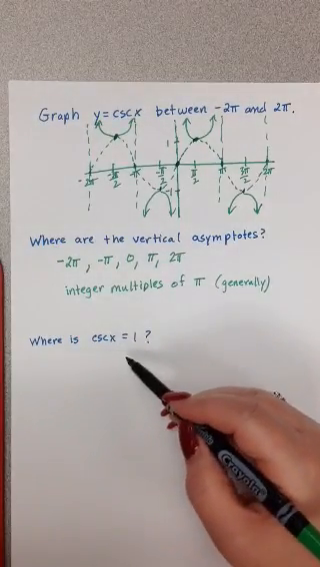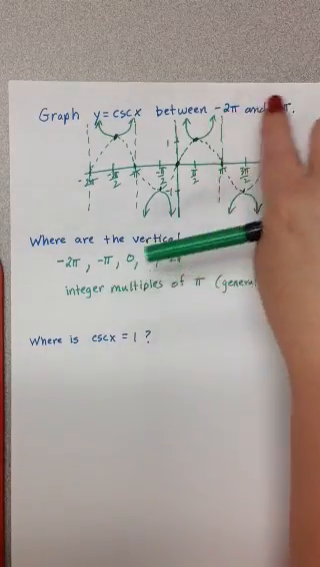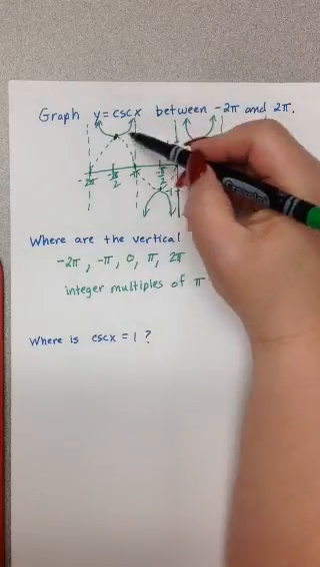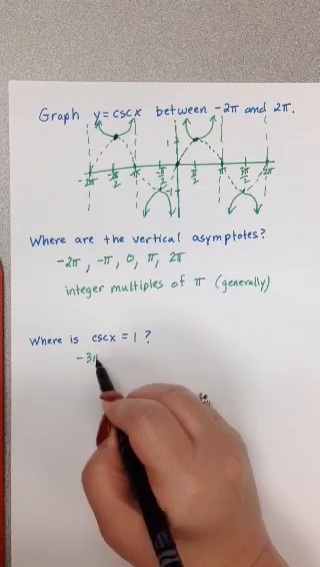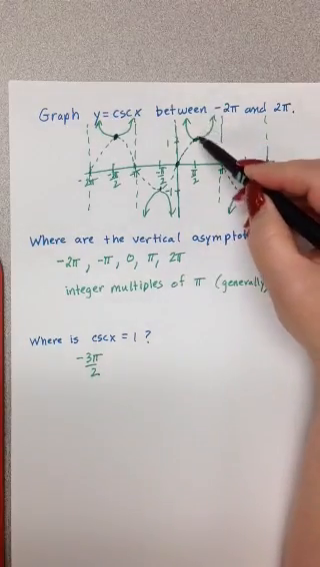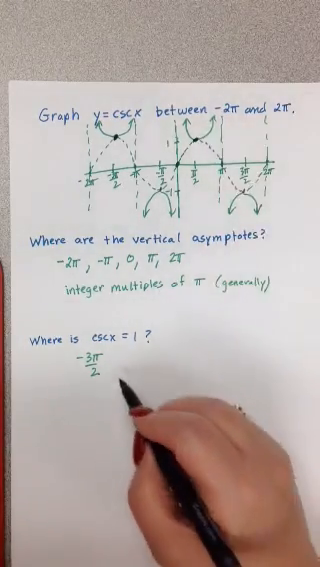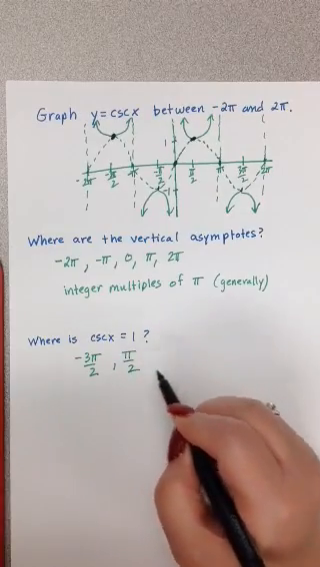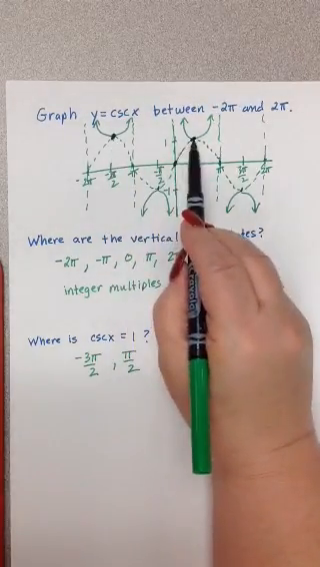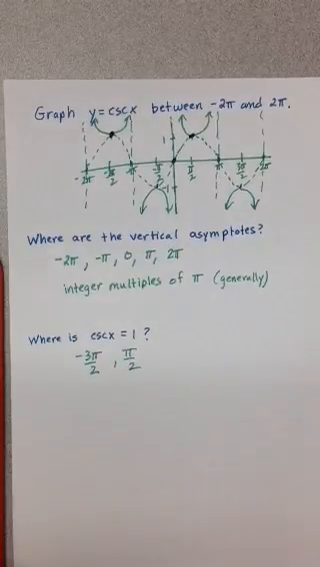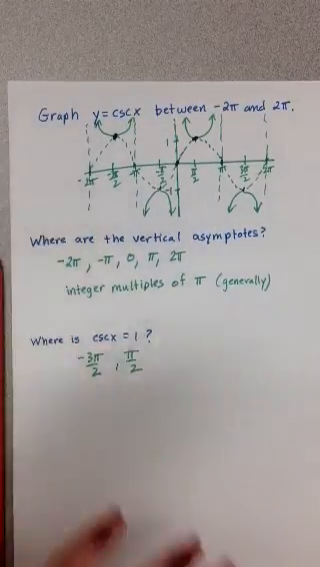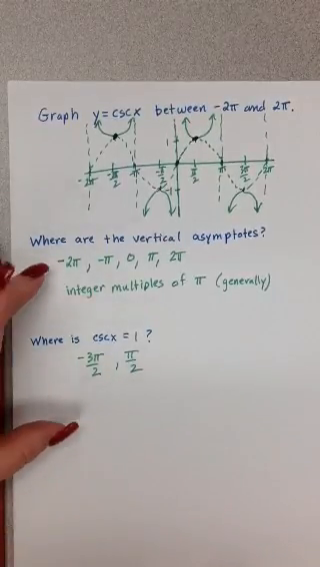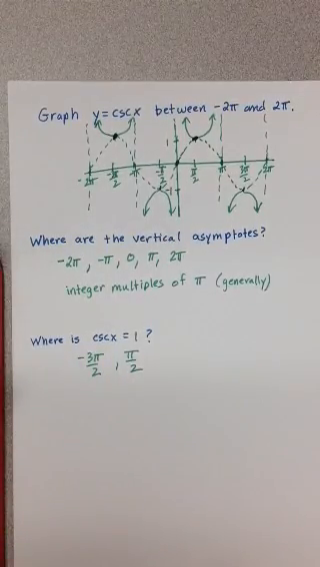Then they ask me, where is cosecant of x equal to 1 between negative 2 pi and 2 pi? Where it's positive 1 right here. The first place is negative 3 pi over 2. And then the second place is positive pi over 2. And those are the only two places on my graph, right? So I think we answered all of our questions about cosecant. Notice it's easier to answer these questions if you do the graph first. So on your test, if I only ask you one of these questions, just do the graph first and then you'll be able to answer them and it won't be very difficult.